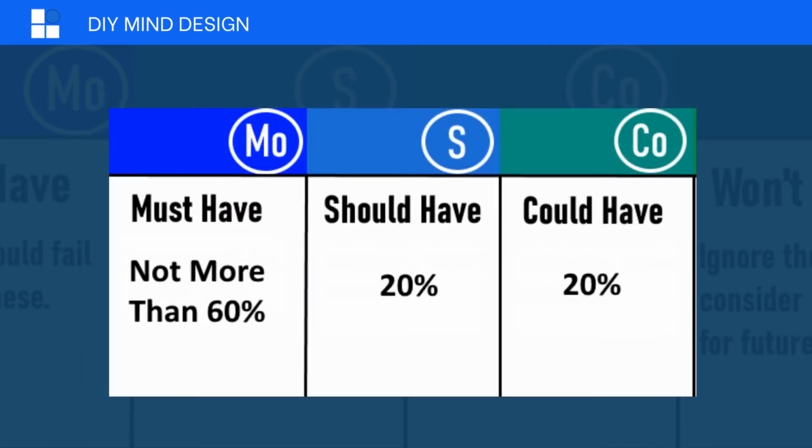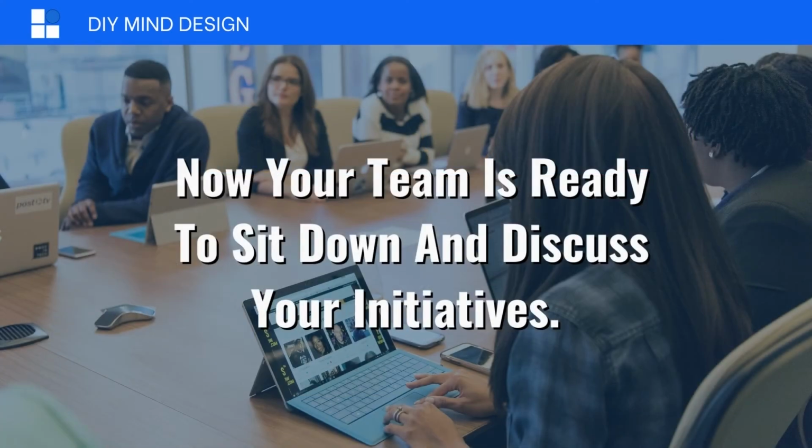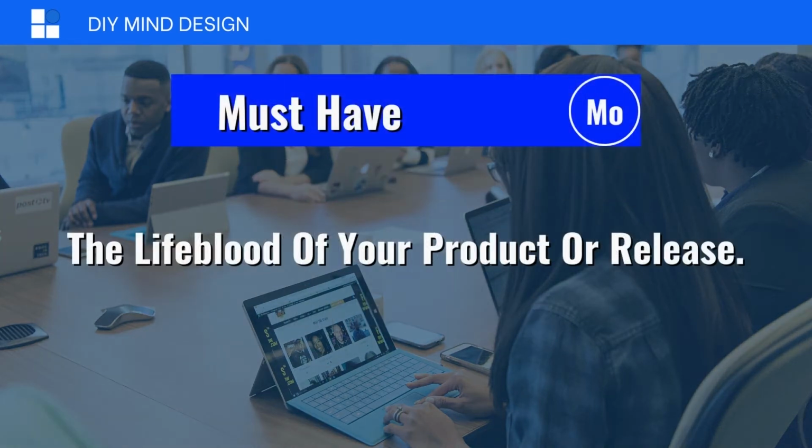But a rule of thumb suggests that you should dedicate not more than 60% of your total effort to must-haves and about 20% to could-haves and 20% to should-haves. Now your team is ready to sit down and discuss your initiatives. Let's look into them. We'll start with the must-have initiatives.